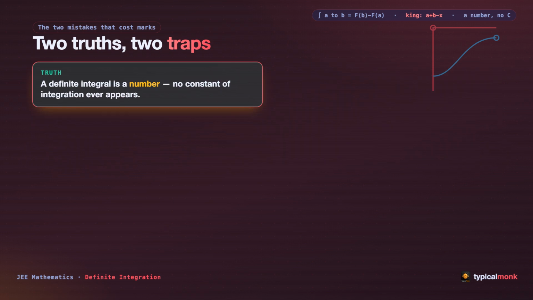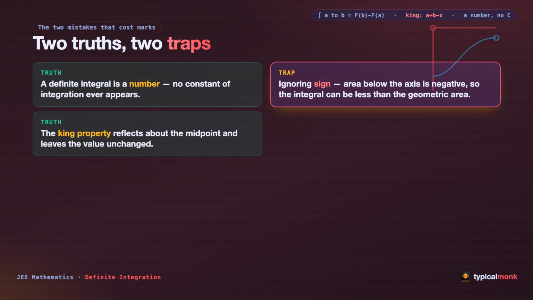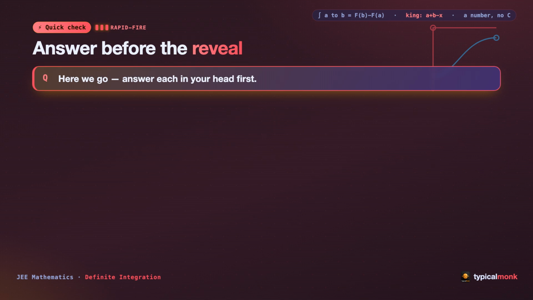Now the 2 mistakes that quietly cost marks. The truth: a definite integral is a number. No constant of integration ever appears. The trap: ignoring sign. Area below the axis is negative, so the integral can be less than the total geometric area. The second truth: the king property reflects the curve about the midpoint and leaves the value unchanged. The second trap: using an antiderivative straight across a discontinuity, like 1 over x through 0, which gives a false answer. Now, test yourself. Answer in your head before the reveal.